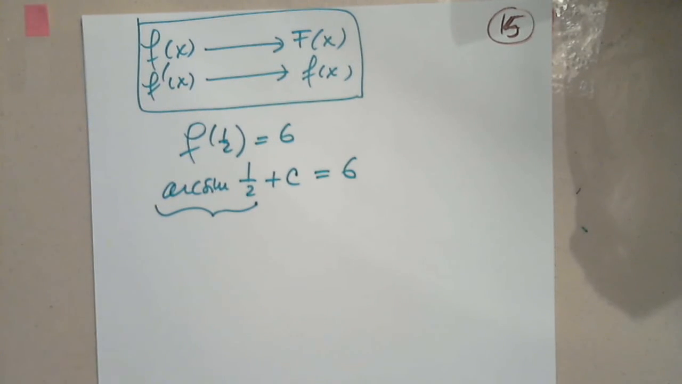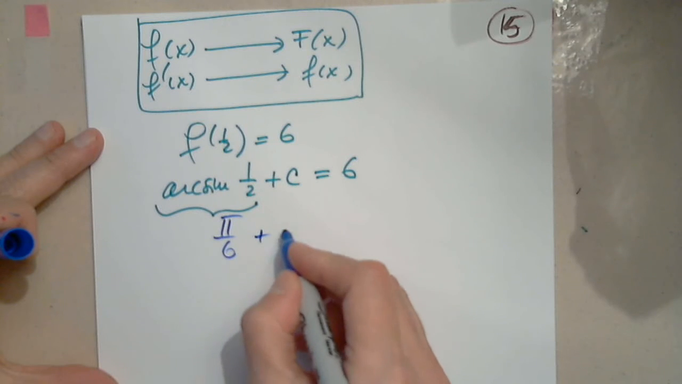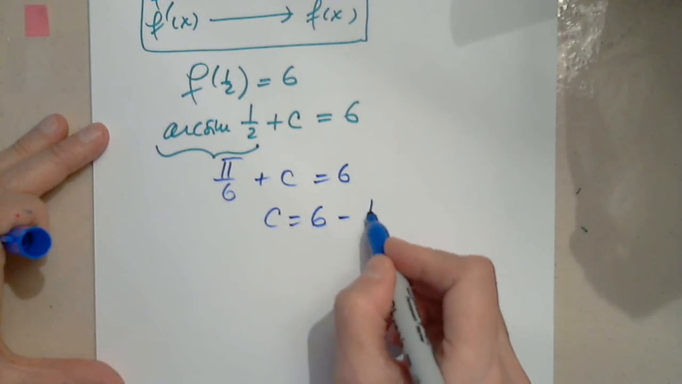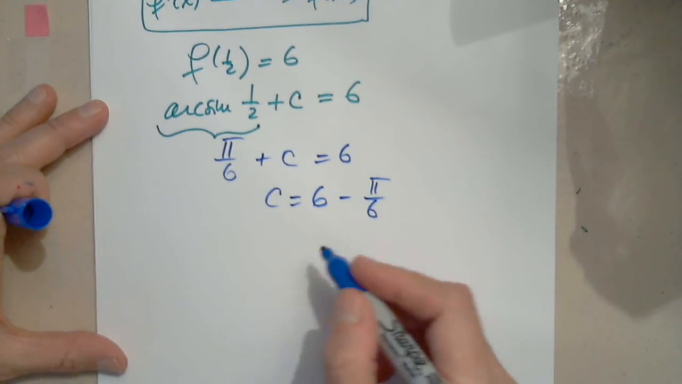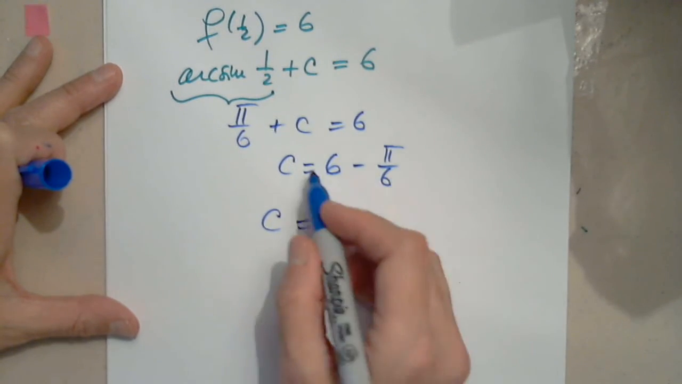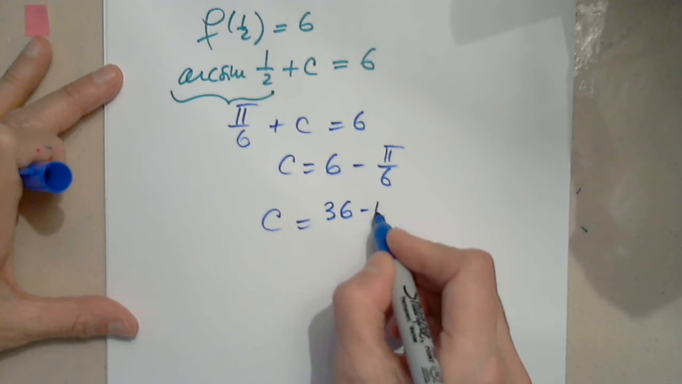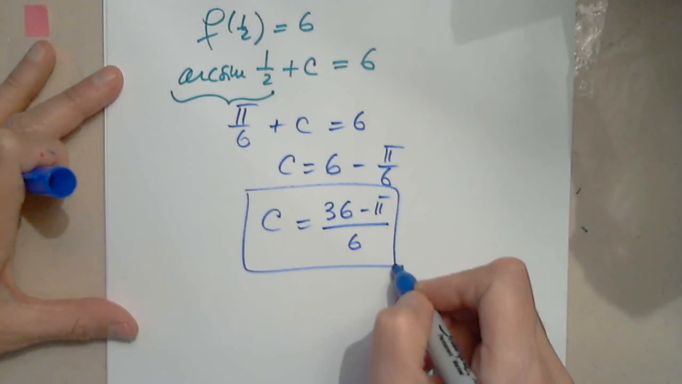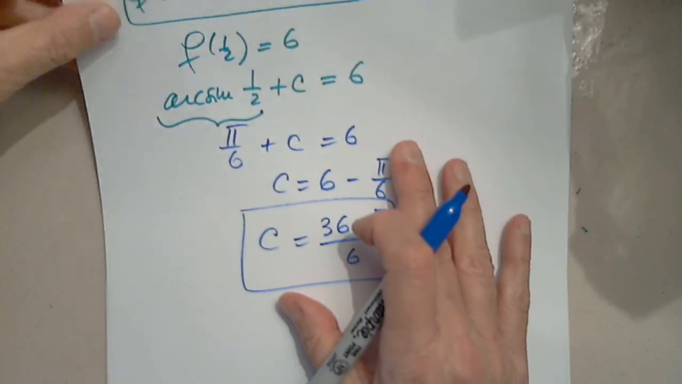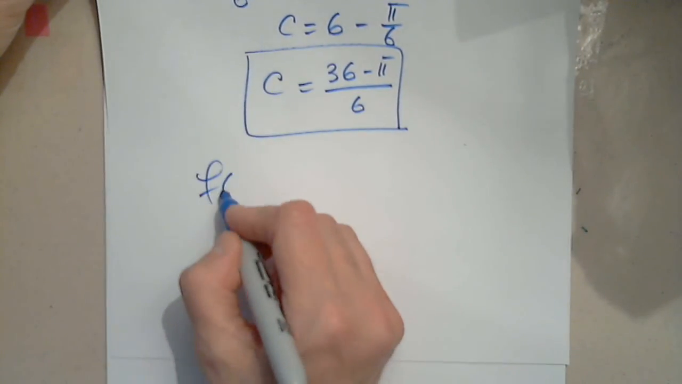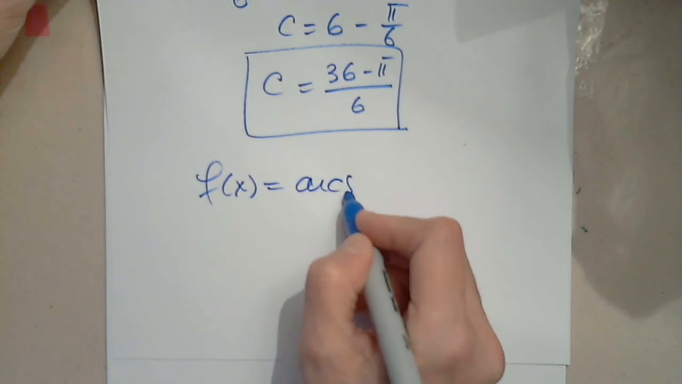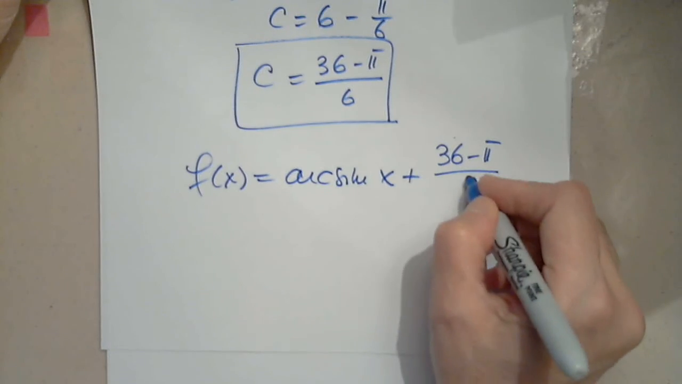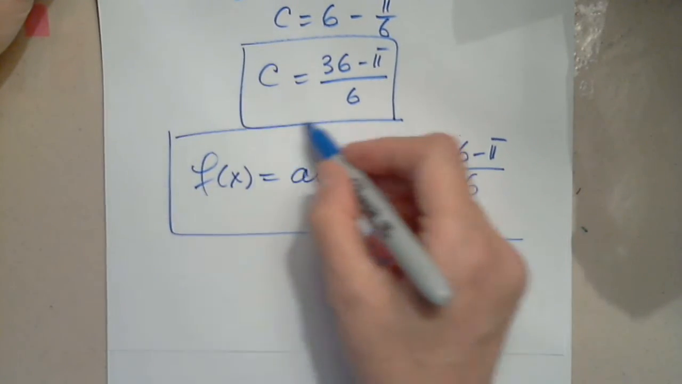Yes. So it is indeed pi over 6 plus a constant c equals 6. I have to subtract. c equals 6 minus pi over 6. I don't know how they want it, but you can enter it like this. That's good enough. But you don't enter this. I'm sorry. So you have to enter the function. So f of x equals arc sine x plus 6 minus pi over 6. This is what we have to enter.